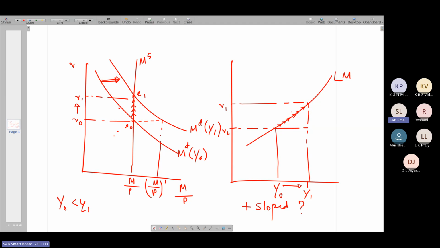Right? It's positively sloped, right? So any point on the LM curve, what happened? Given by the money demand equal to money supply, no? Right? Any point on the LM curve, money demand equals money supply. Money market equilibrium. Okay. So you can identify that, right?